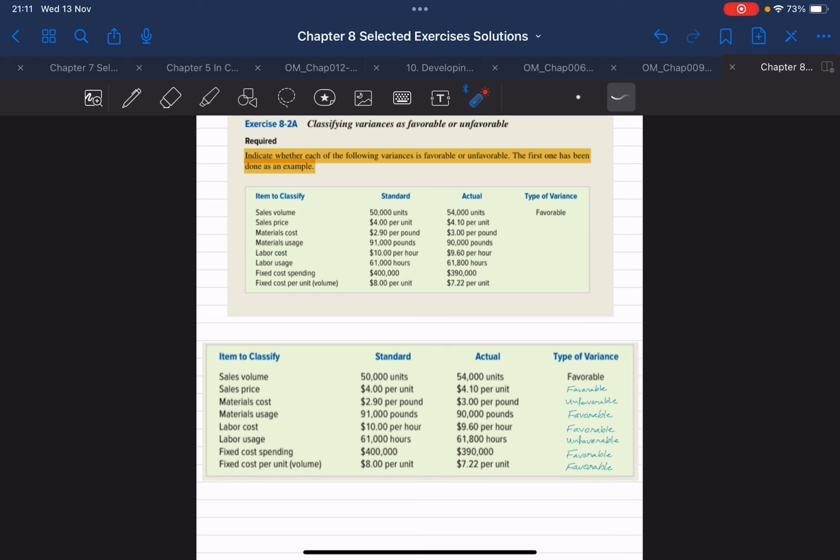So if the actual is higher than the standard, then that would be favorable. If it was less than the standard, then that would be unfavorable. But when we talk about costs and materials used, or labor cost, or labor used, and so on, it's the opposite. If the actual is less than the standard, that would be a favorable variance. Whereas if the actual was higher, consumed more materials, consumed more hours, or it cost more, then that would be an unfavorable variance. I hope you found this video useful.